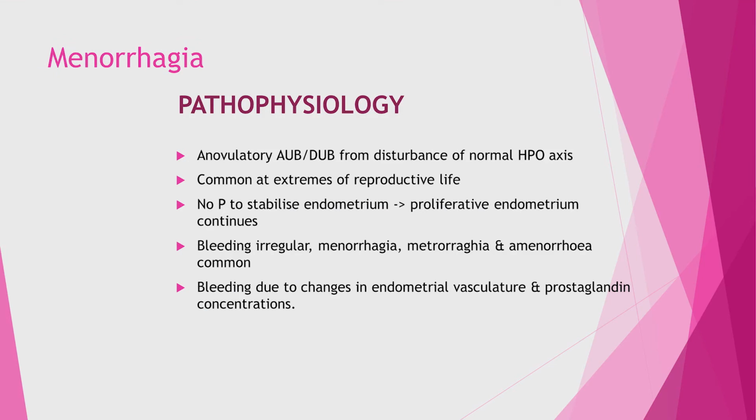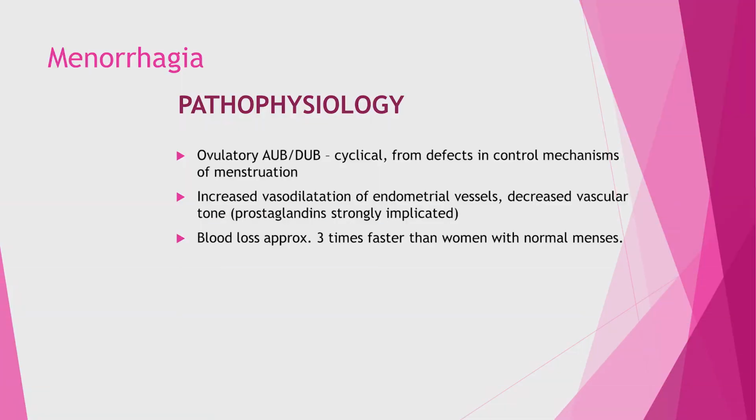Anovulatory bleeding is really common in the adolescent and in the perimenopausal group. The thought of the pathology of this is that there's not enough progesterone to stabilize the endometrium, and therefore proliferative endometrium is the result and abnormal bleeding. Ovulatory bleeding is cyclical in nature and very common in the reproductive age group. The cause of this is thought to be defects in the control mechanisms of menstruation.